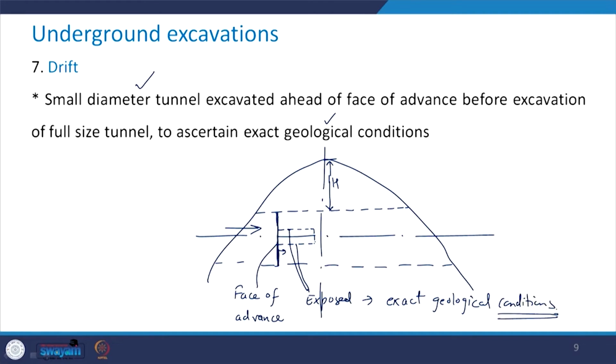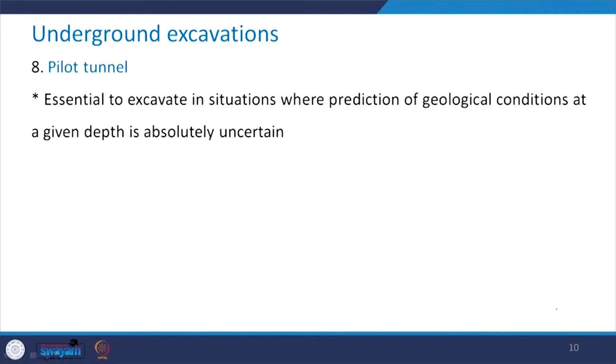So, this is how this drift is useful. The next category is the pilot tunnel. This is essential to excavate in situations where prediction of geological conditions at a given depth is absolutely uncertain. In what situation will it be? When there is a lot of variation in the geology, even at the surface, and we cannot be sure what it is going to be at any particular given depth.